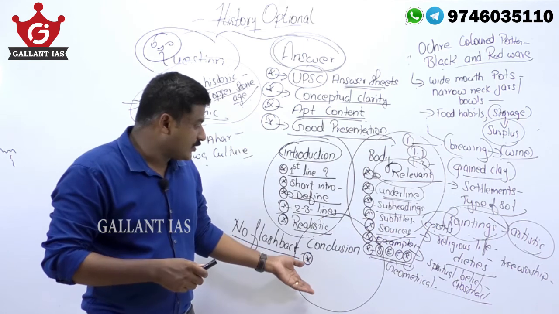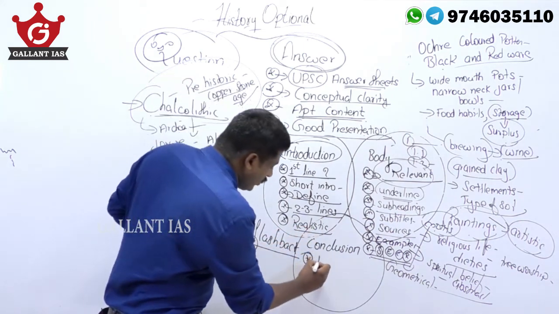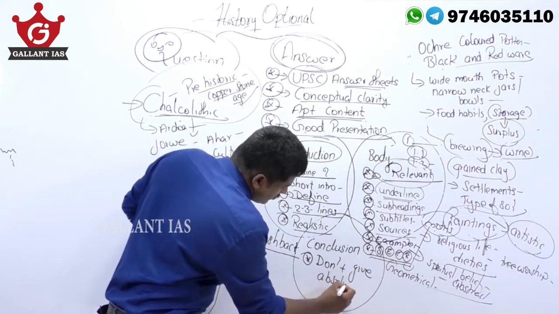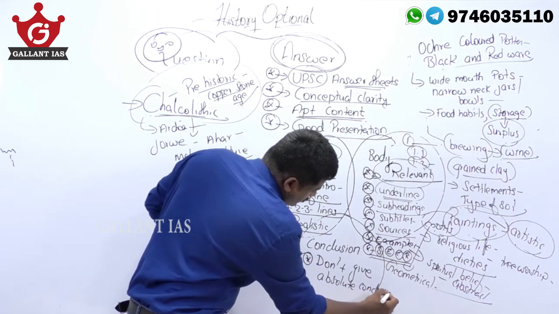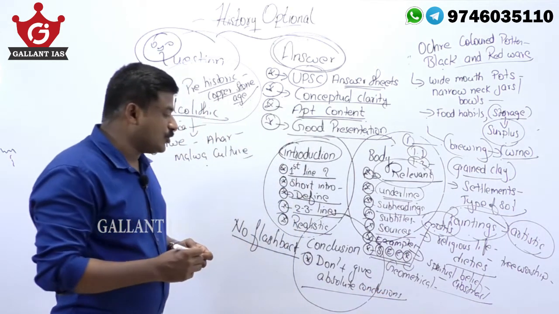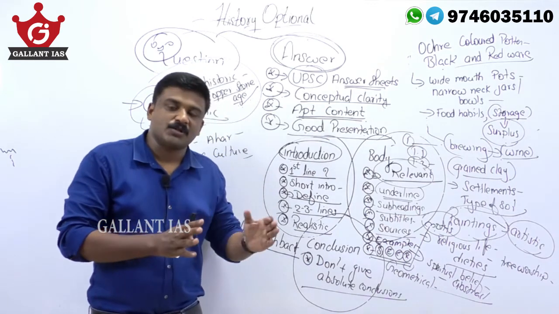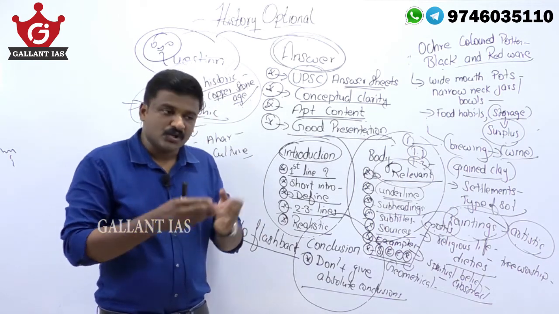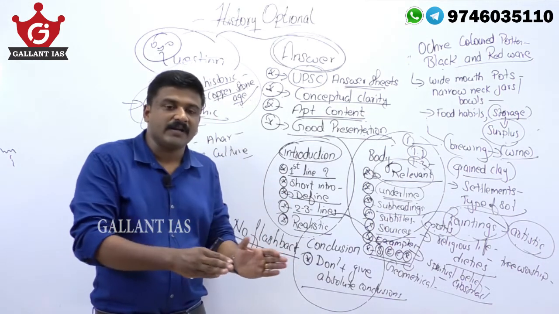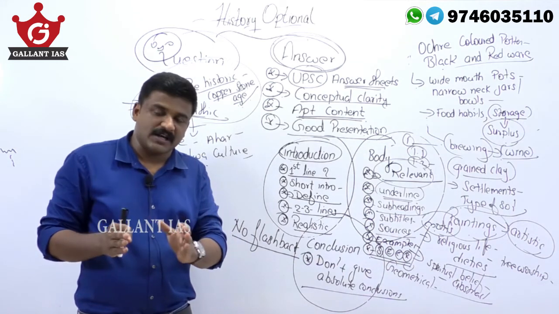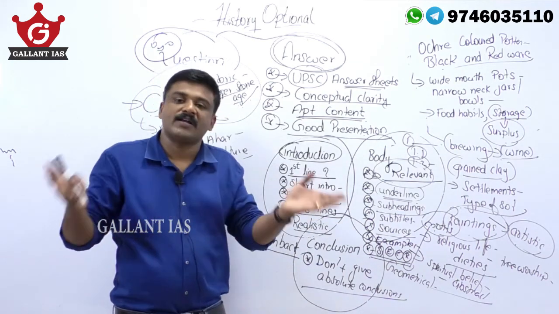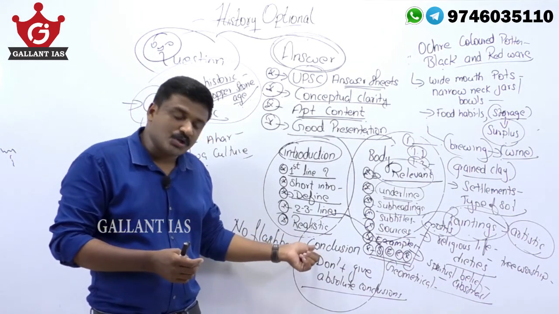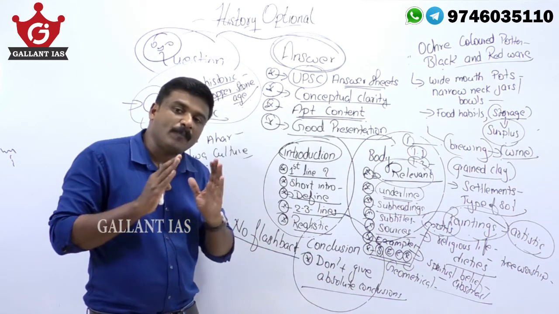Now, when it comes to the conclusion, don't give absolute conclusions, because history keeps on changing. New studies are there, new excavations are there, new interpretations are there. So these accounts, opinions and views keep on changing. History has many perspectives, many accounts, and keeps on changing. So take care that your conclusion is not an absolute conclusion. It has to be an open-ended conclusion.